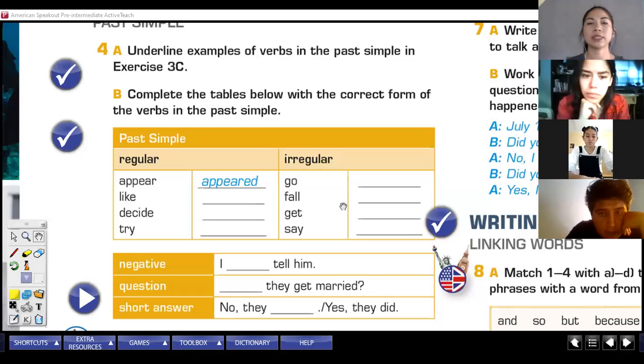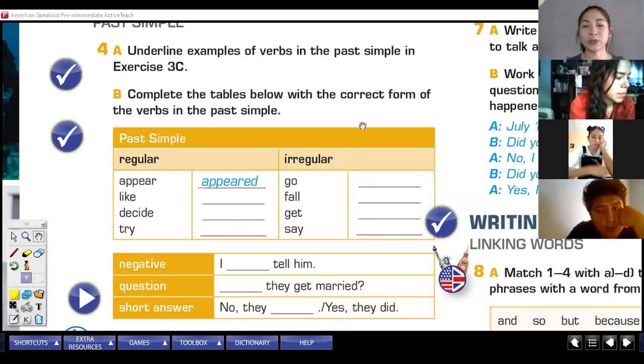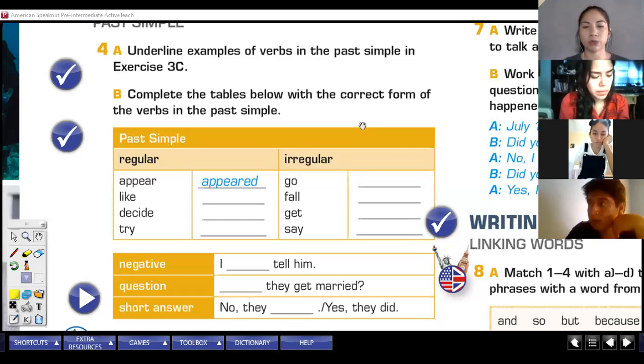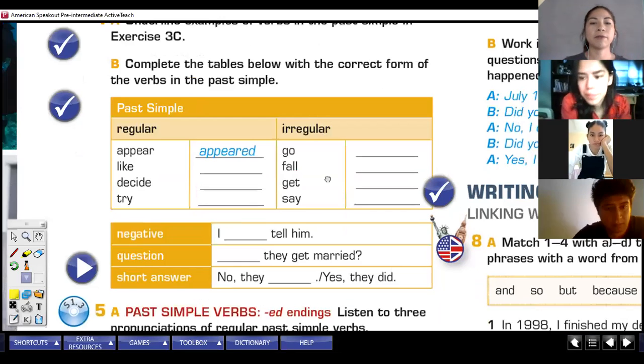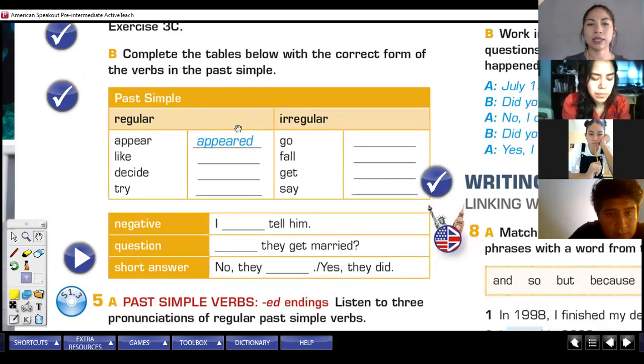To form simple past in affirmative, we need subject and verb in past. Some verbs are regular and some verbs are irregular. That's when you need to change the verb because there is no rule. It changes completely. So help me. We have first regular verbs. What do you change? Just here, appear in the past?